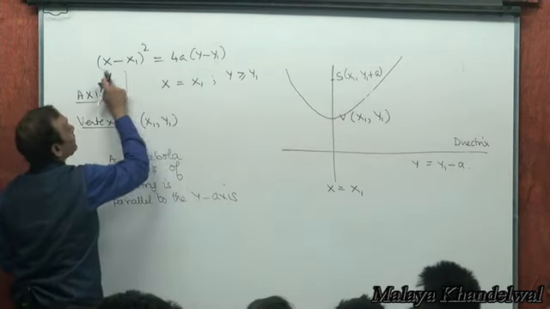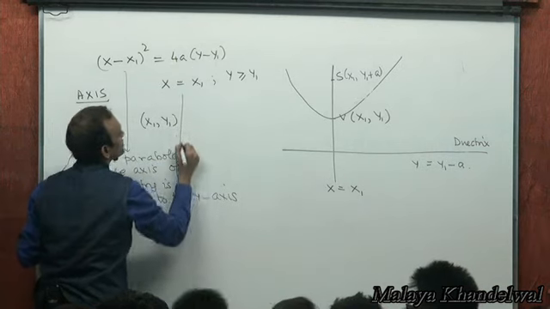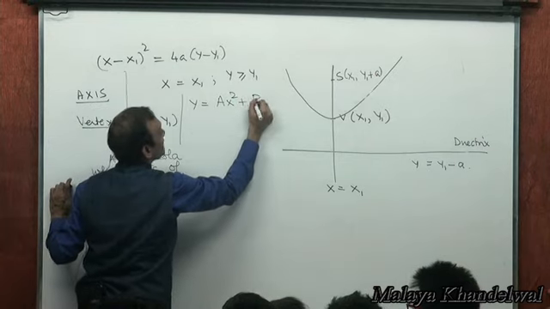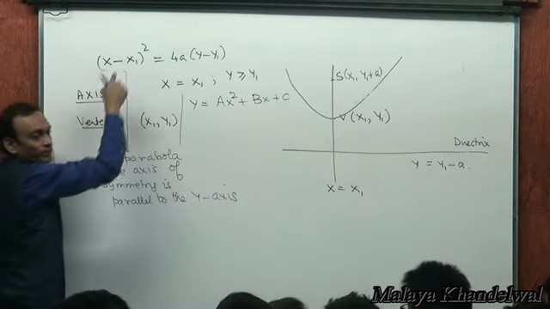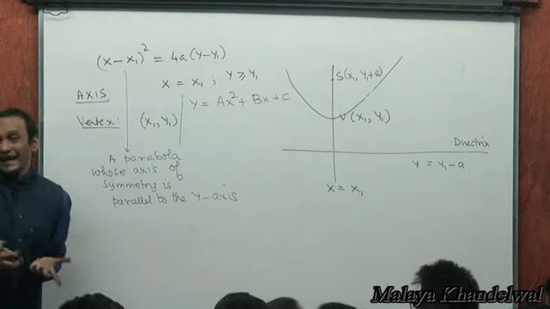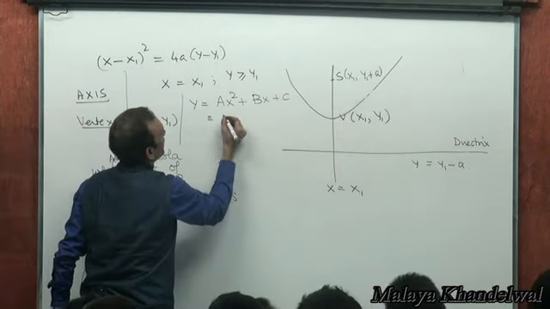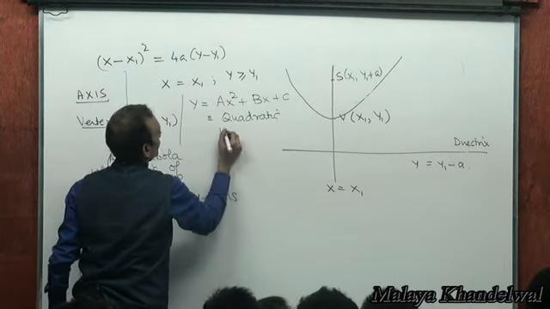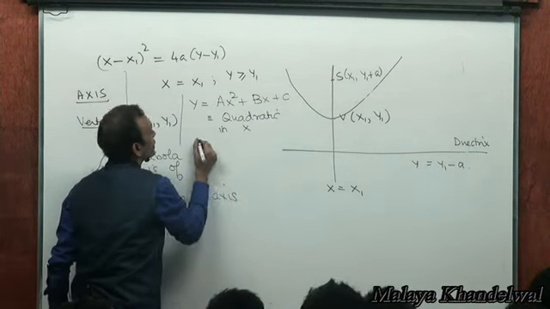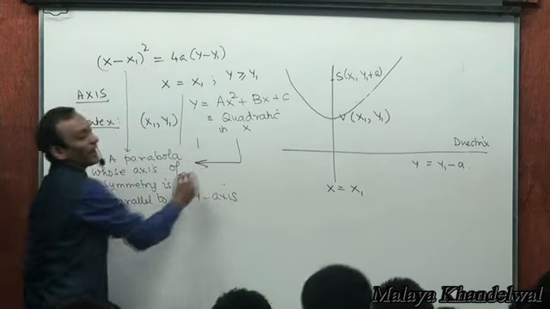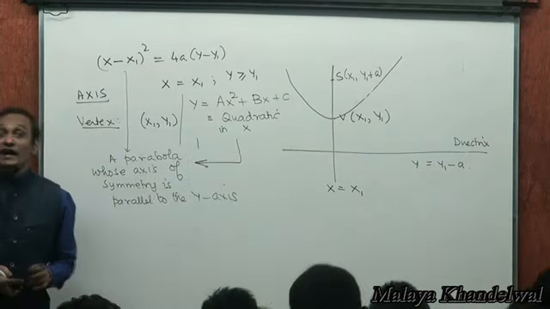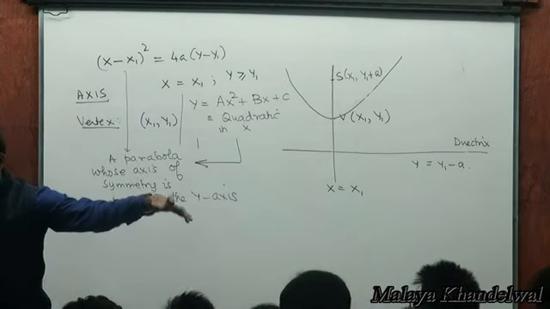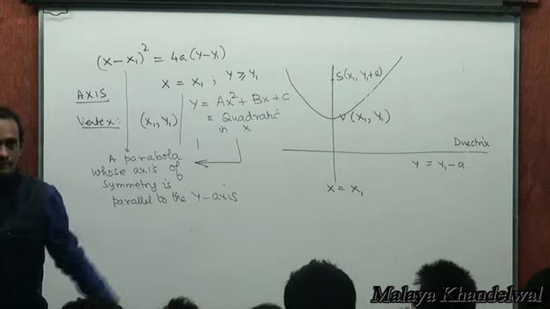See, if you divide by 4a and put all terms in perspective here, you get y equal to some ax squared plus bx plus c kind of a thing, isn't it? Which is a quadratic in x. So y equal to a quadratic in x will always produce a parabola whose axis is parallel to the y-axis. X equal to a quadratic in y will produce a parabola whose axis is parallel to the x-axis. Clear?